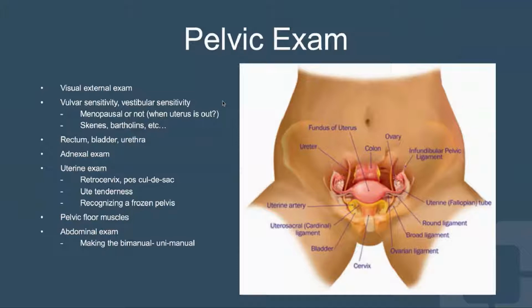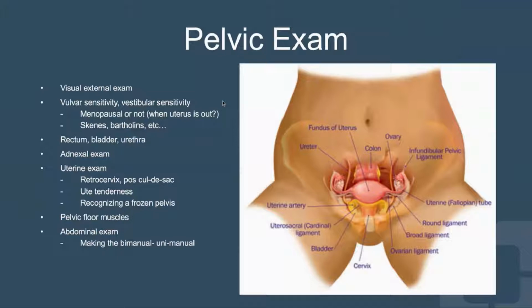The adnexal exam is obviously bilateral in the pelvis. Oftentimes in the thin woman, the ovaries can be palpated, but in postmenopausal women, the ovaries would be very small and difficult to palpate, especially if obesity is part of this picture.